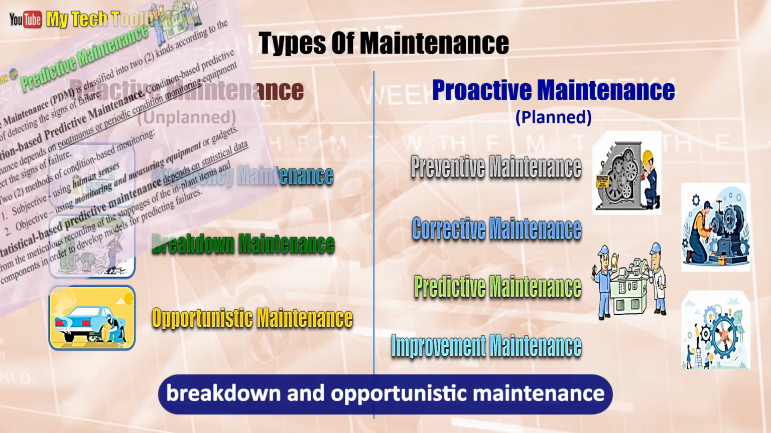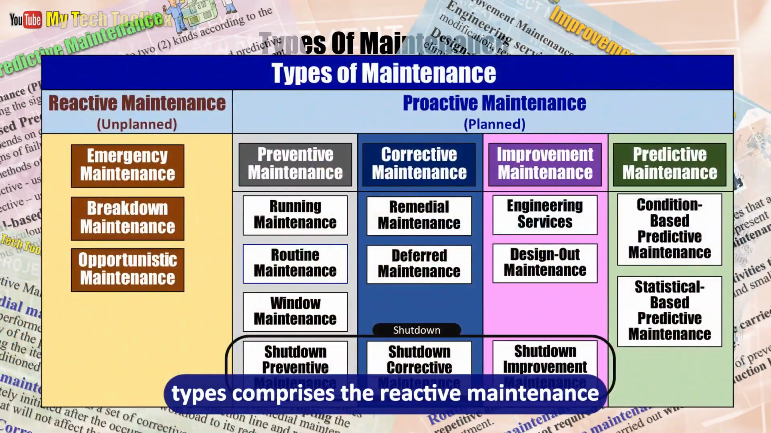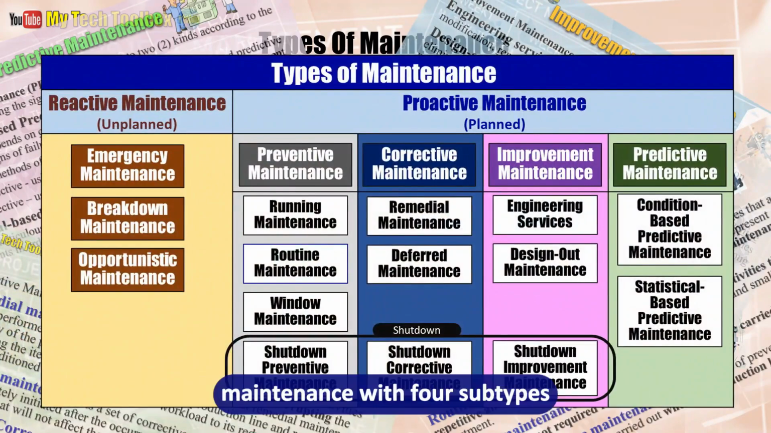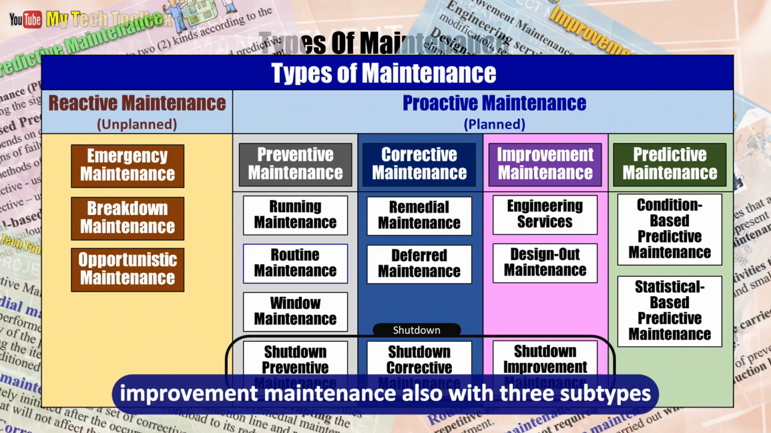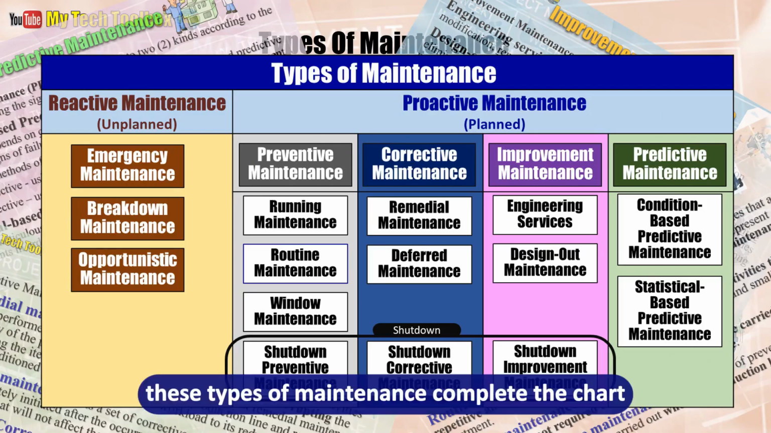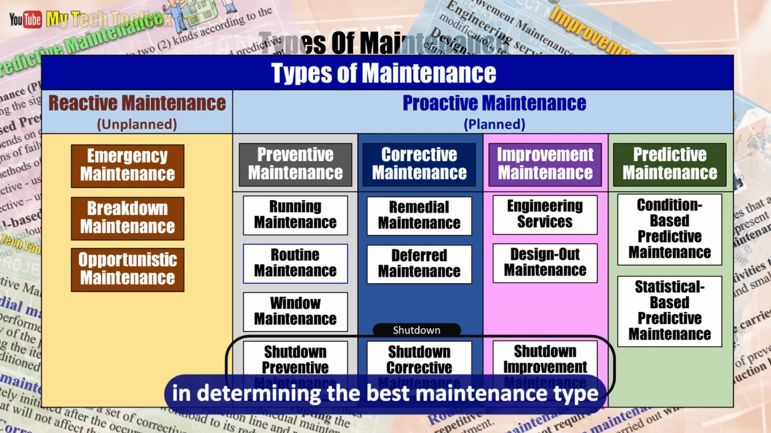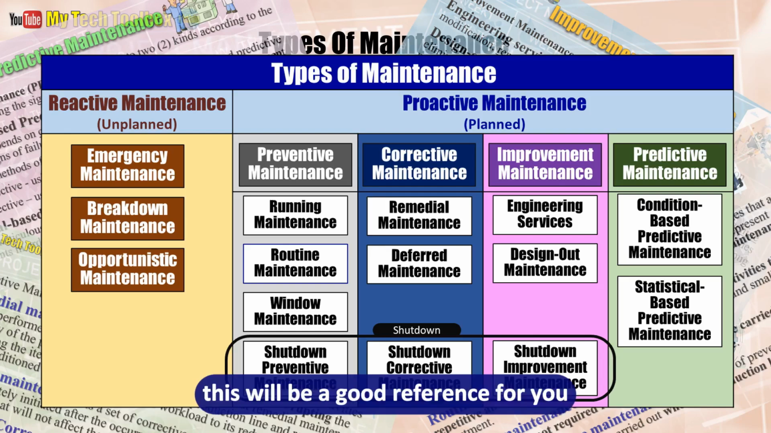Standalone emergency, breakdown, and opportunistic maintenance types comprise the reactive maintenance. Proactive maintenance consists of the preventive maintenance with 4 subtypes, corrective maintenance with 3 subtypes, improvement maintenance also with 3 subtypes, and the predictive maintenance with 2 subtypes. These types of maintenance complete the chart. This would be your reference in determining the best maintenance type or combination of different types to apply in your facility or maintenance assets. Yes, indeed. This will be a good reference for you as maintenance practitioners.